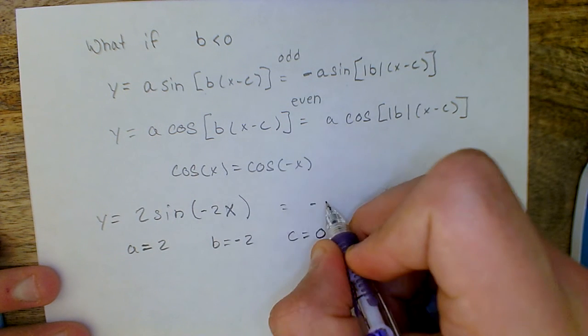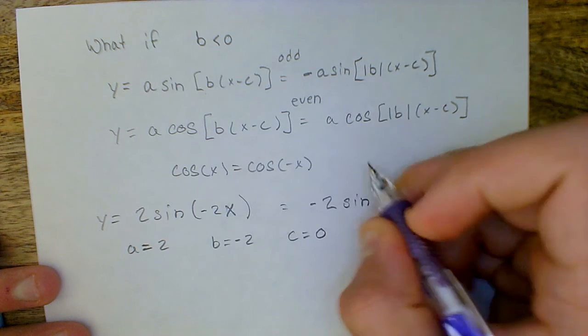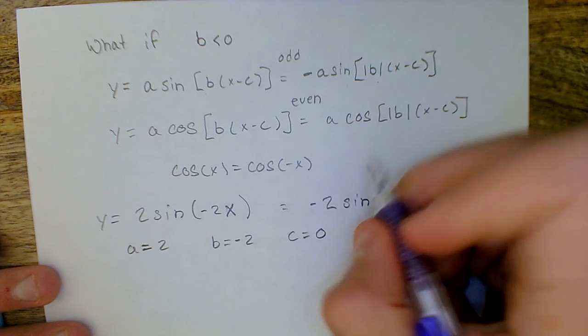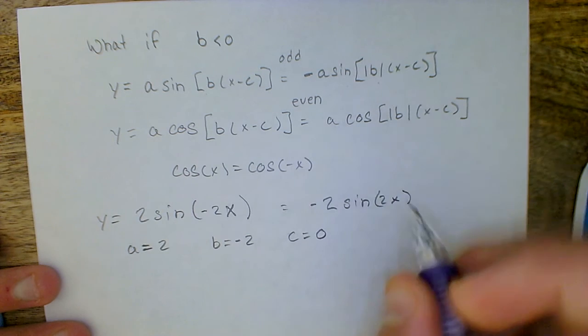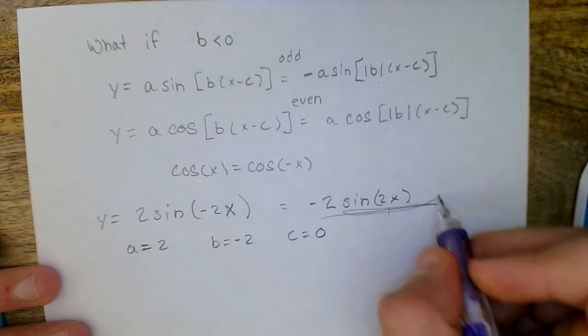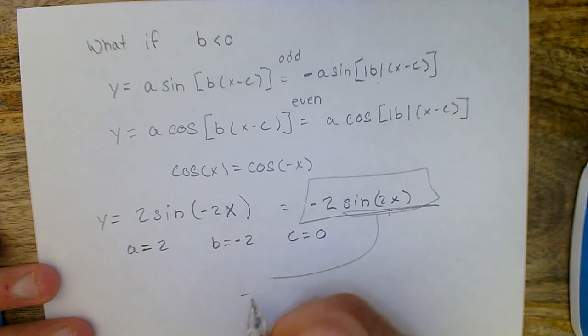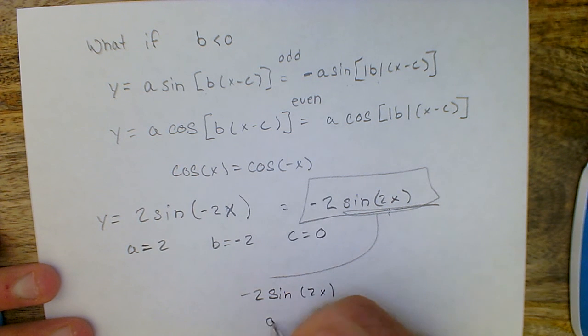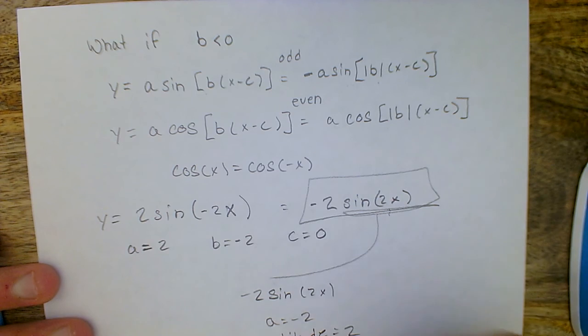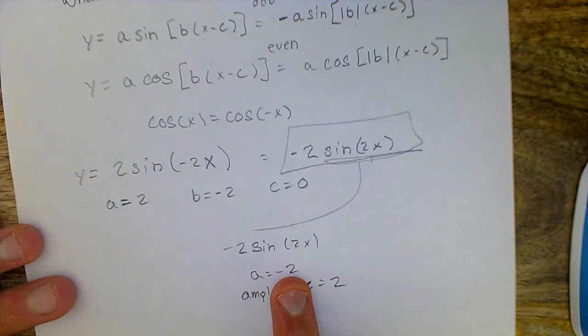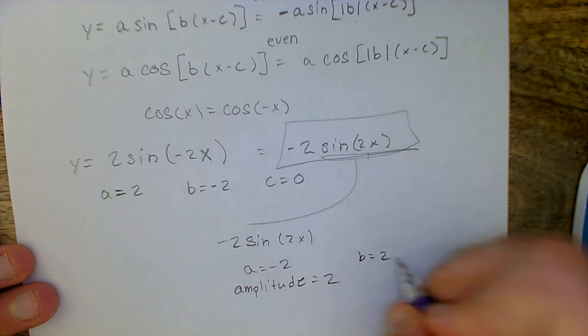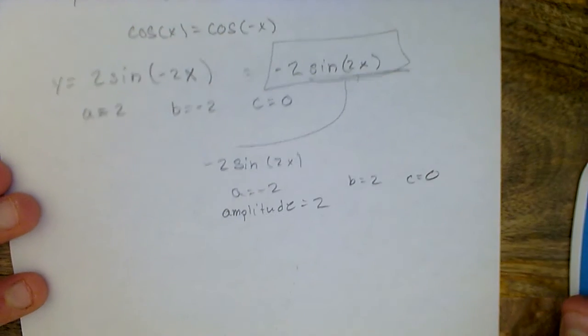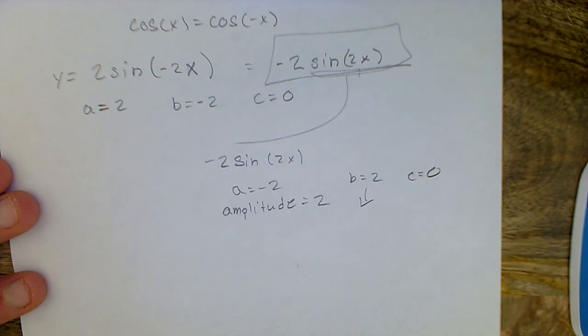So if we have a negative b value and we have a sine function, this is the same thing as negative 2 times the sine of the absolute value of b times x. The absolute value of b is positive 2, so sine of 2x. This is something we know how to graph. So we're going to graph negative 2 sine of 2x. A is equal to negative 2, so the amplitude is equal to 2. The amplitude is always the absolute value of a. B is equal to 2 and C is equal to 0.